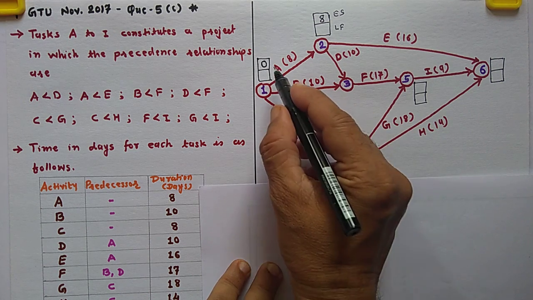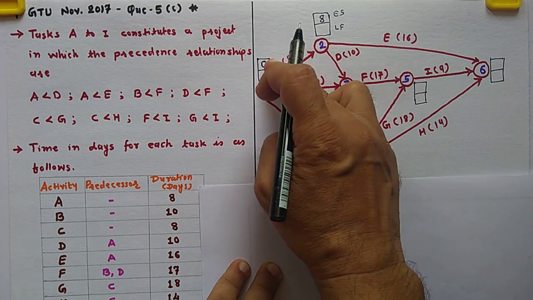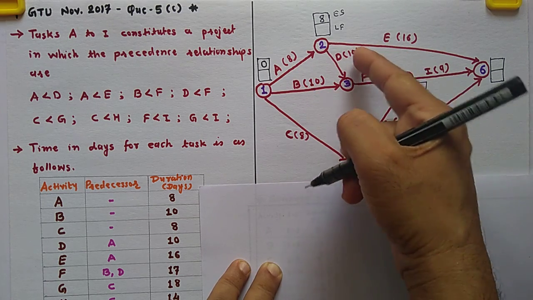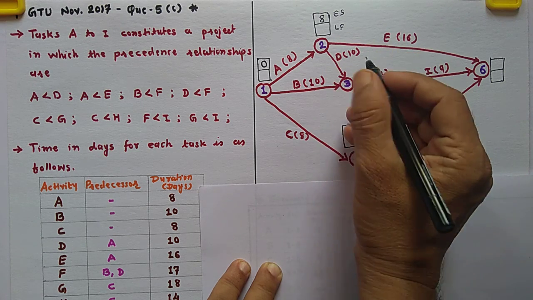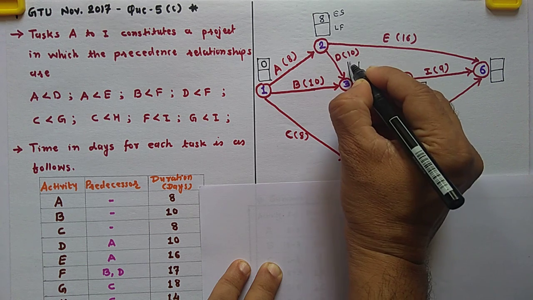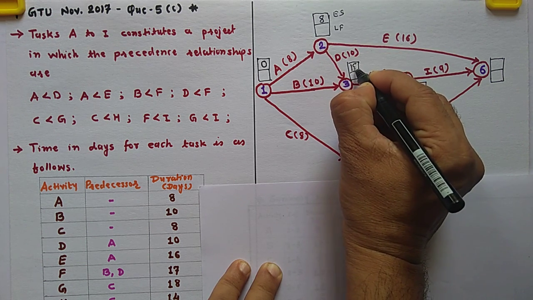Here two activities are coming: 8 plus 10 is 18, and 0 plus 10 is 10. Take the maximum one. So 8 plus 10, 18. Write down 18 over here.